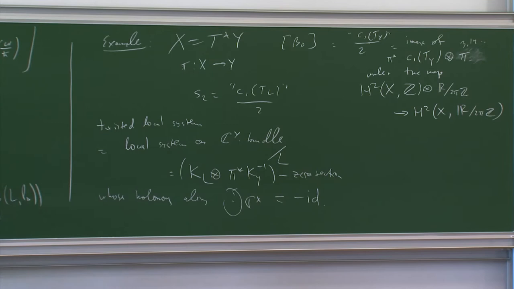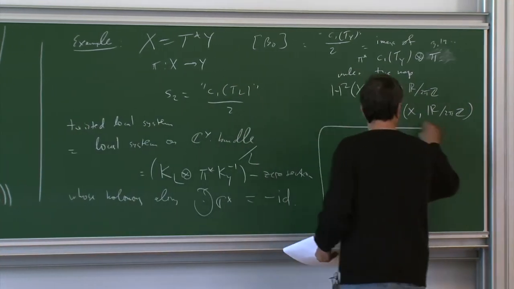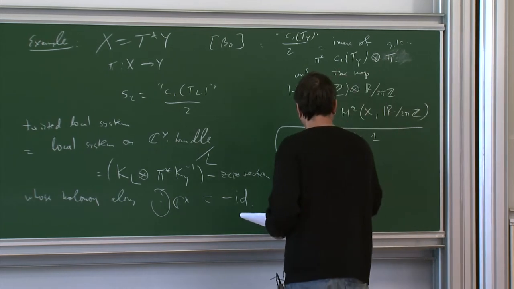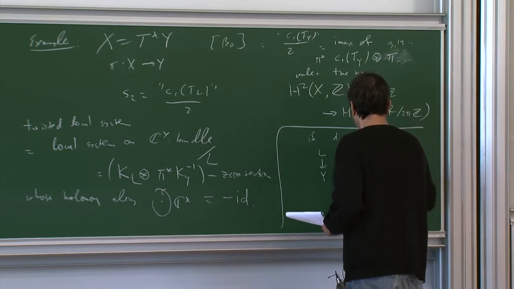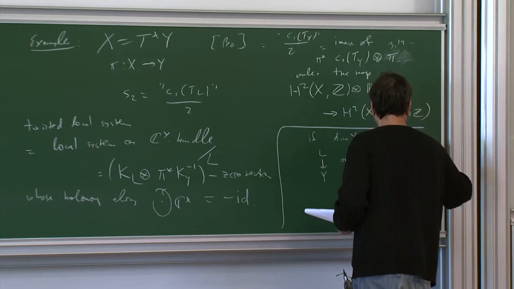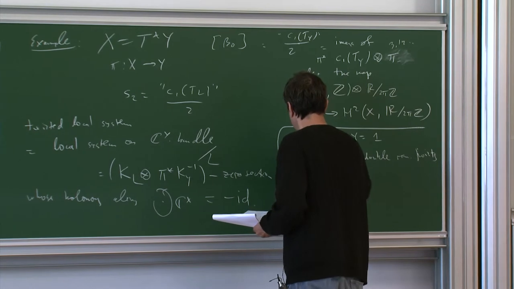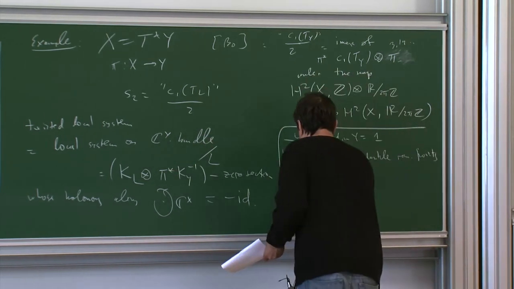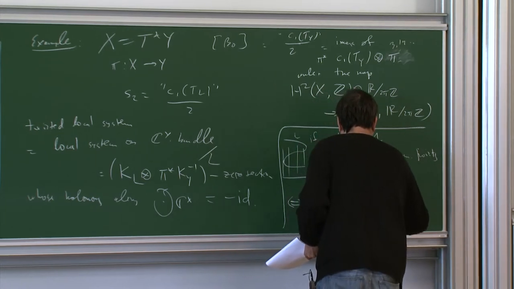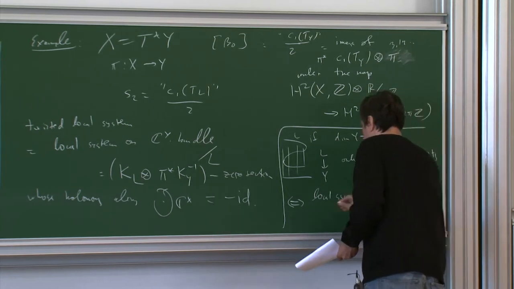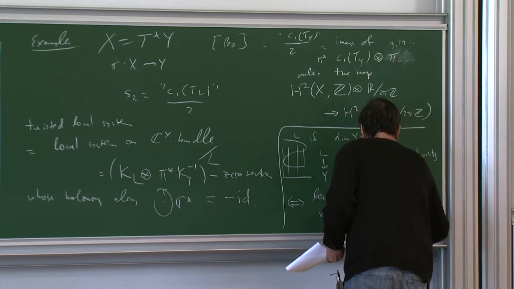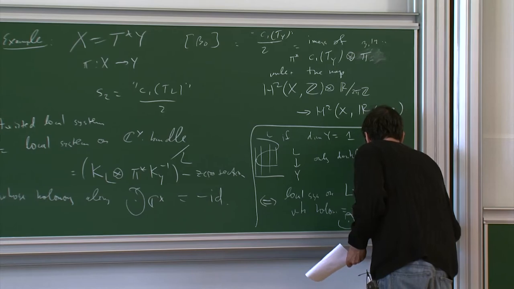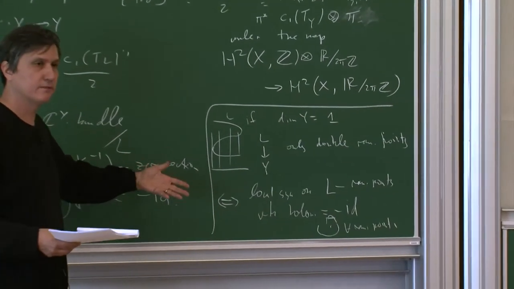What is this twisted local system in this case? And even in a more special case, if let's say Y is a curve and L projects to Y and has only double ramification points, so you get this L sitting inside the cotangent bundle with only double ramification points, then the same thinking says that these are local systems on L minus the set of ramification points with holonomy equal to minus identity around each ramification point. So is the number of ramification points finite? Yes, an algebraic curve has a finite number of ramification points.